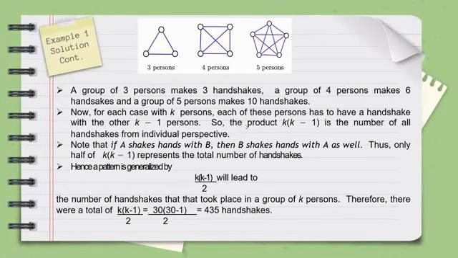And later on, notice you can arrive at some familiar formula, and then you can check the pattern. A pattern is generalized by k times k minus 1, which will lead to the number of handshakes that took place in a group of k persons. You divide it by 2, okay? So therefore, the correct answer, tama yung sagot nyo, you have to divide it by 2. Okay, so divide it by 2, which is equal to 435 handshakes.